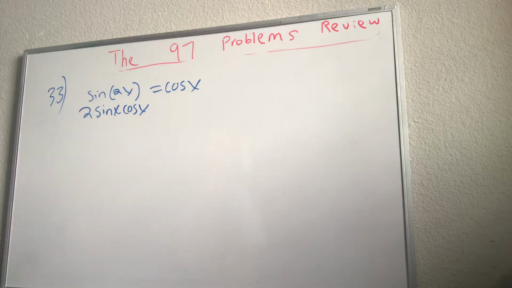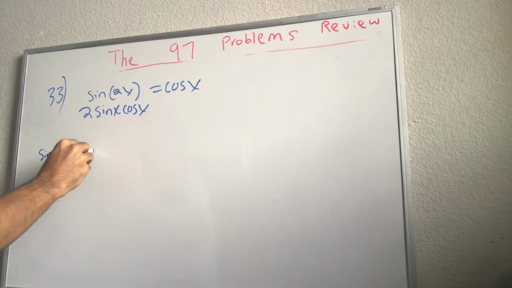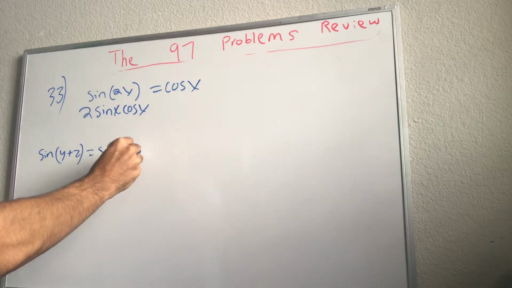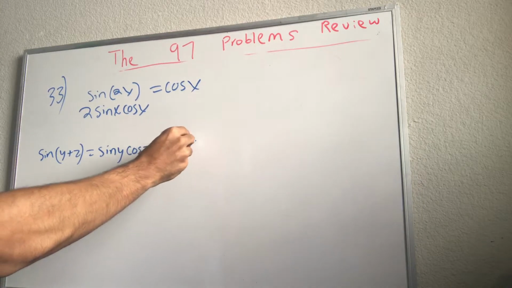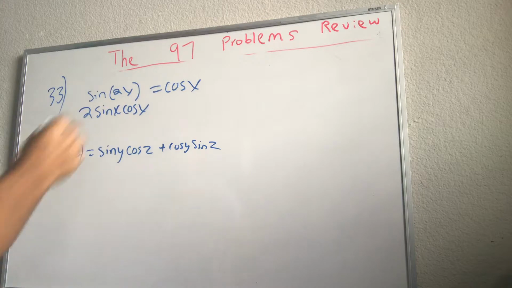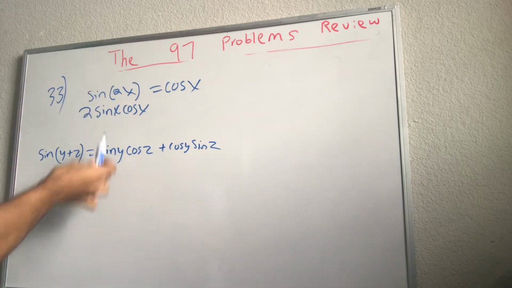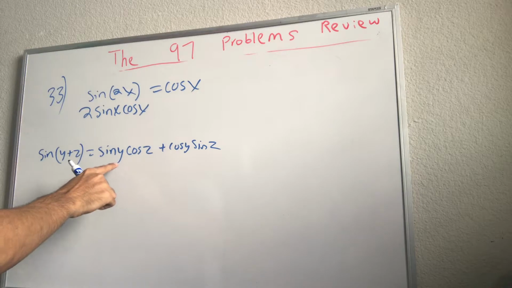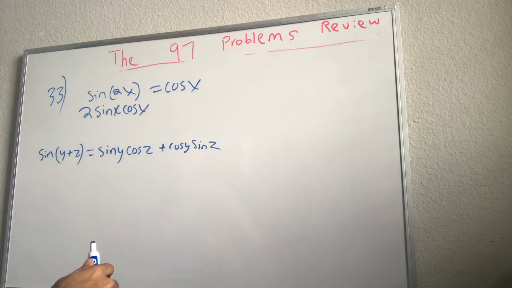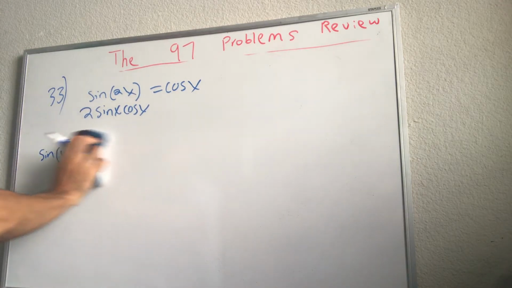Even if you forget this, if you recall the other rule, sine of, say, y plus z, that is equal to sine of y cosine of z plus cosine of y sine of z. This is the same thing, but here we have sine of 2x, so we have a variable that is the same. That would just be sine of y cosine of y plus cosine of y sine of y. Well, that's just 2 sine of y cosine of y. So here we have 2 sine of x cosine of x.